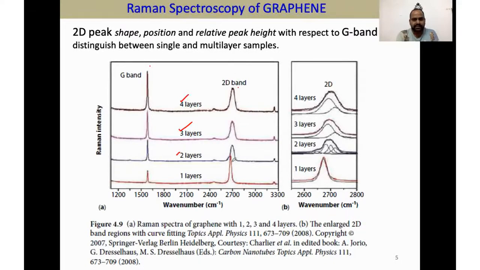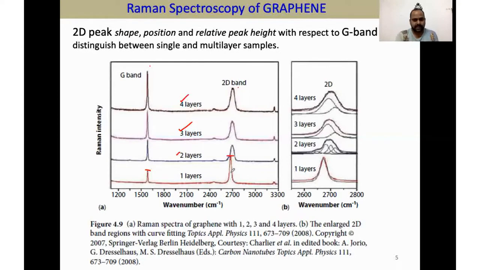In the 2D band case, you will see here that this is not normalized data, and the intensity is random. So how can we compare? We should always compare with respect to the intensity of the G peak. See the intensity of the G peak here, and the G peak here. If you compare the ratio of the 2D to G peak, this is more than 1.